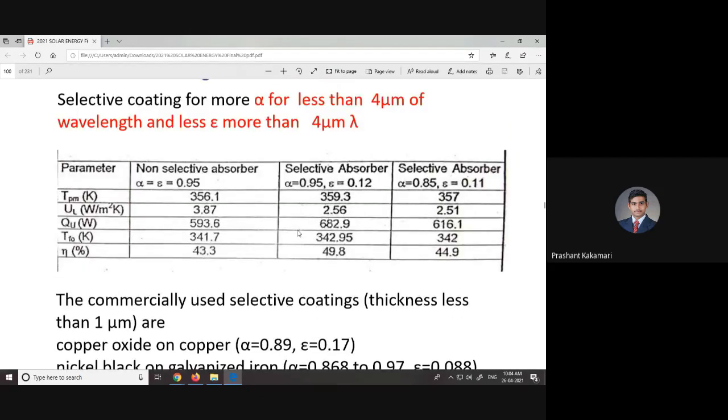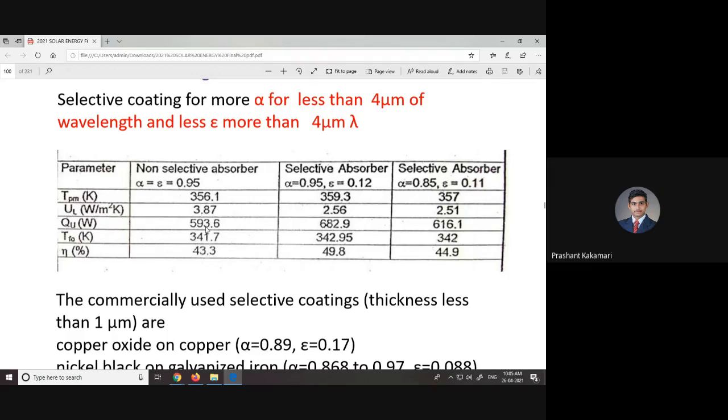So many selective surfaces have been invented nowadays. So two absorptivity collectors, if you compare with non-selective absorber plate, means without coating the absorber plate with this high absorptivity or low emission coatings, in that case, what is the efficiency or the performance parameters of this collector? So in that, if you see non-selective surface, if it is there without any coating, if the plate temperature is 356 Kelvin, heat loss will be 3.87. See here, maximum of all the values, other selective coatings values.